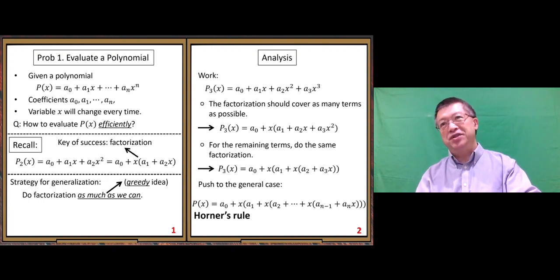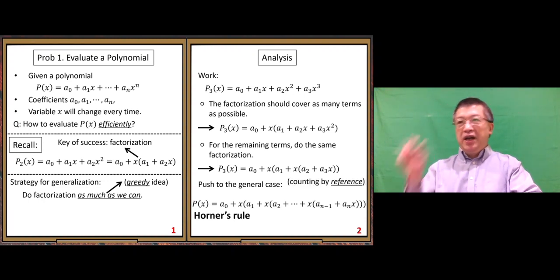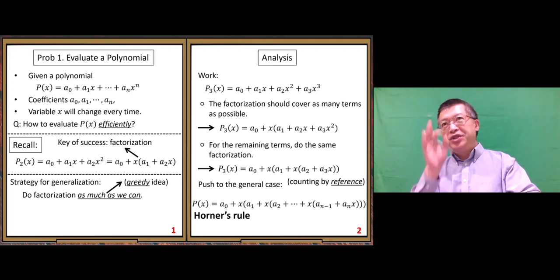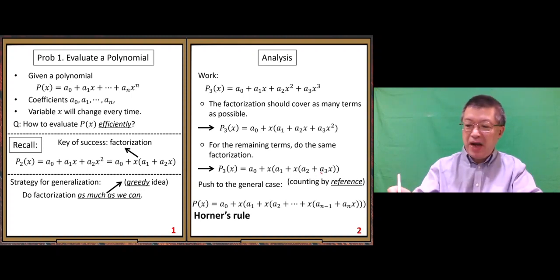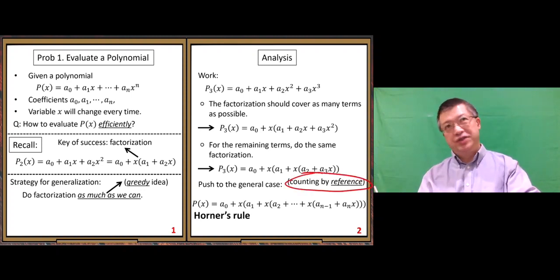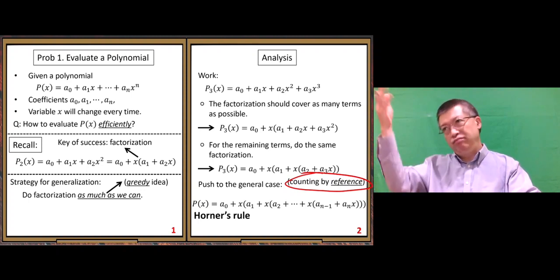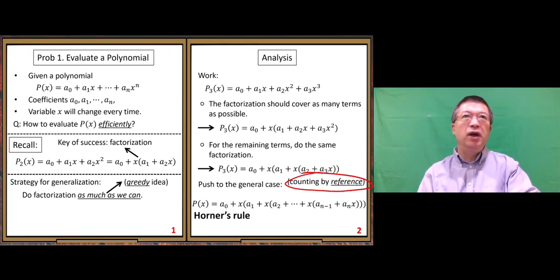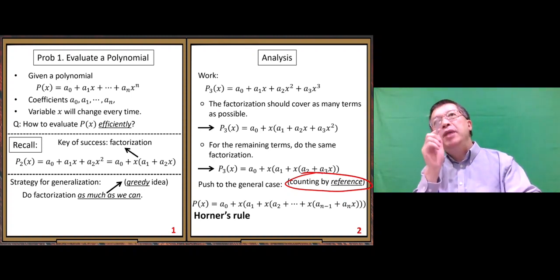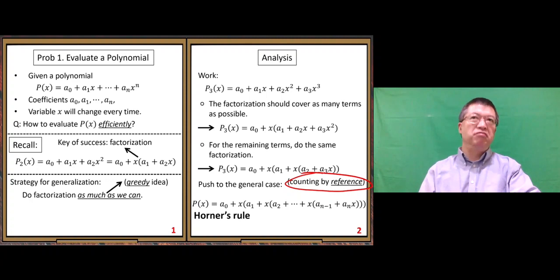How many multiplications? All right, here we need to do the counting. We still use the technique we used the last time. Counting by reference. We used it several times before. All right, now another time. Can you try a little bit by yourself? How many multiplications can you find from this expression?